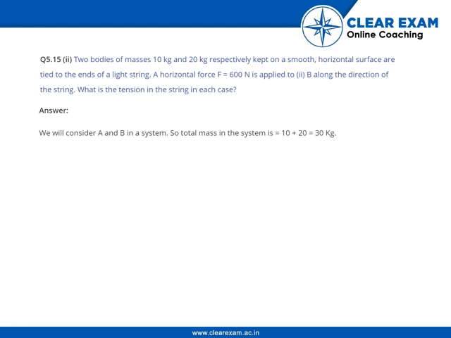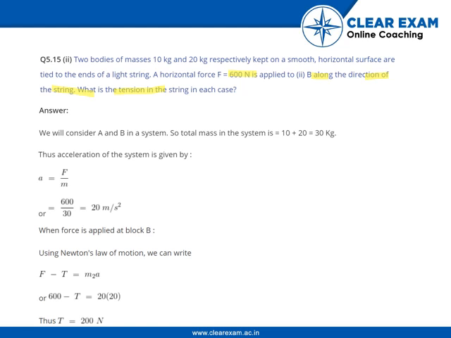Now the same horizontal force, that is 600 newtons, is applied on B along the direction of the string. So what will be the tension in the string? As we have previously found out that the acceleration of the whole system is 20 meters per second squared, by using Newton's law of motion, we can write the same formula, that is force minus tension in the string is equal to mass of B times acceleration. So putting in the values, we get the tension as 200 newtons.